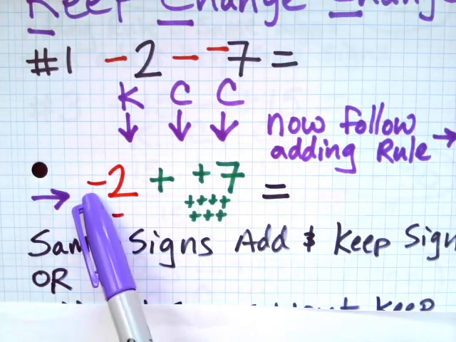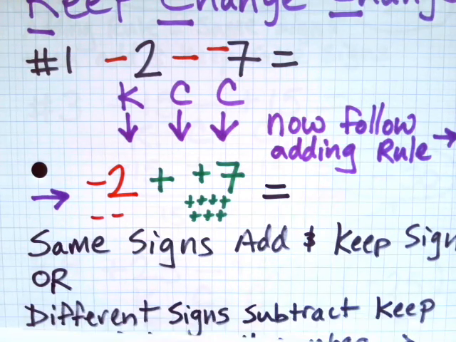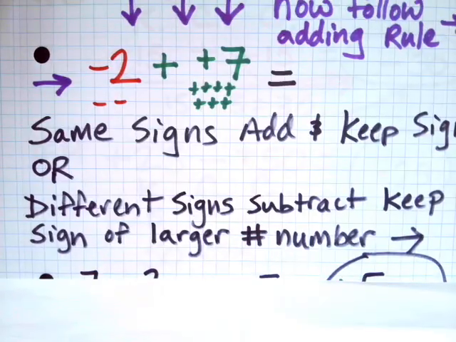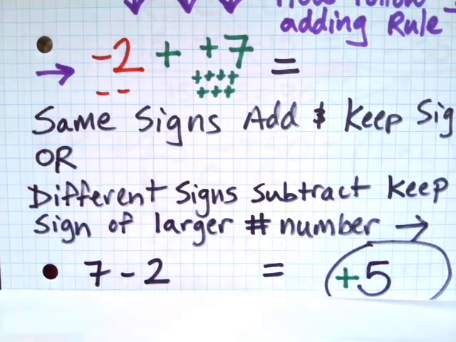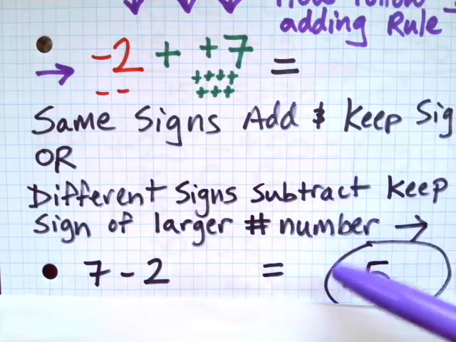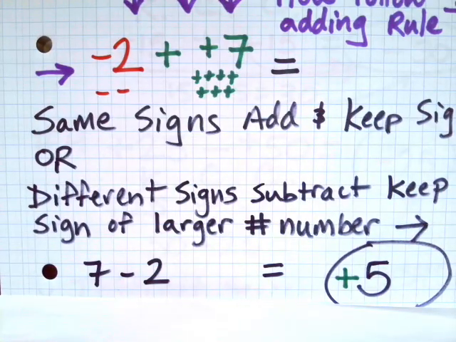Addition rule, when the signs are different, subtract, keep the sign of the larger number. So 7 minus 2 is 5. I have more positives than negatives, so that's the sign I keep in my answer.